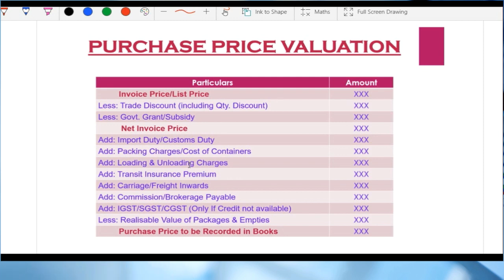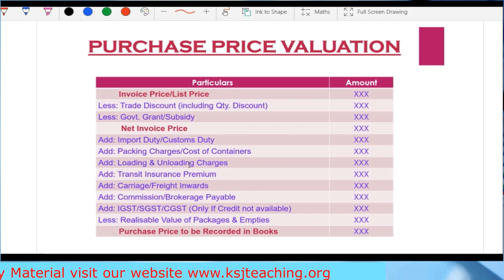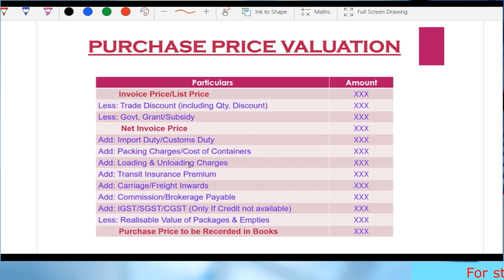Okay, so we are continuing with our material costing discussion, and in this discussion the next topic that we have is purchase price valuation. Very easy topic, a small topic, and it can be asked in the examination maximum for 5 marks, right? Not more than 5 marks. So a 5 marks question can be expected from this topic, that is purchase price valuation, right?